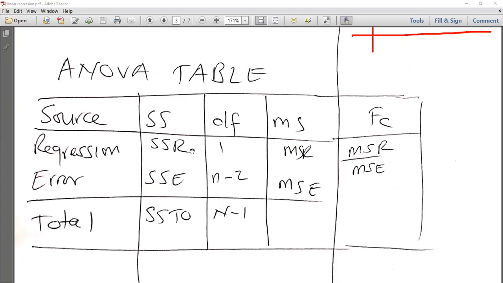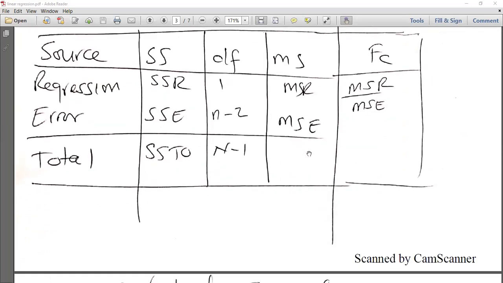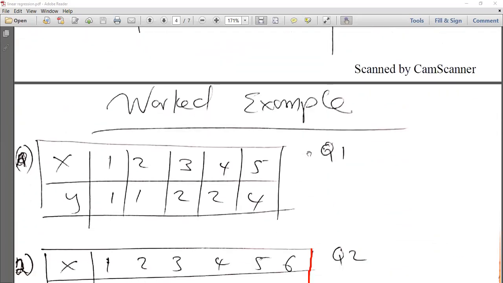So sum of square regression, the degree of freedom is 1. The mean square regression, MSR. And the sum of square error is SSE. And the degree of freedom for the error is n minus 2. And MSE simply stands for the mean square error. These terms, you will understand them further later on.